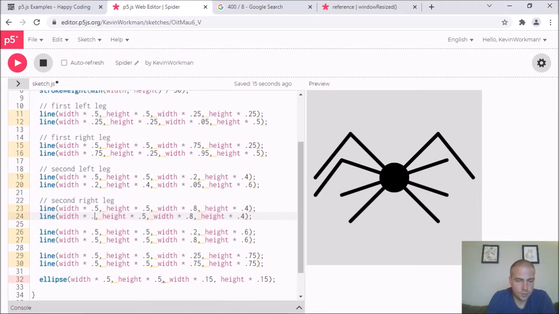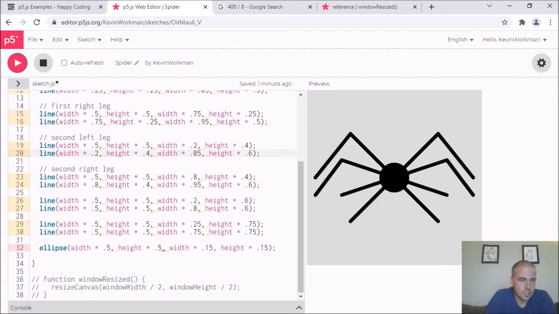So I'll start with the endpoint, 0.8 and 0.4, which I'm getting from right here. And where do I want it to go to? So it's ending right here right now. So I want it to go, oh wait, no, this is the second right leg. So 0.8, 0.4 is over here. Oh yeah, okay. So I want it to go to width times 0.95, I think. Height times 0.6. Okay, so I'm starting to see the pattern now. I'm kind of just matching the previous leg, and there you go.